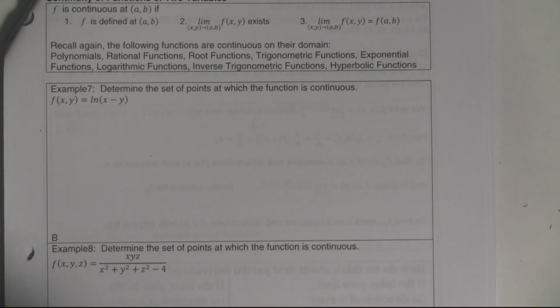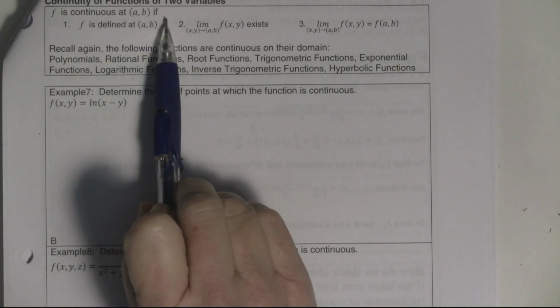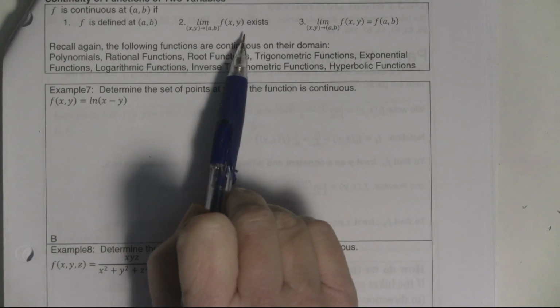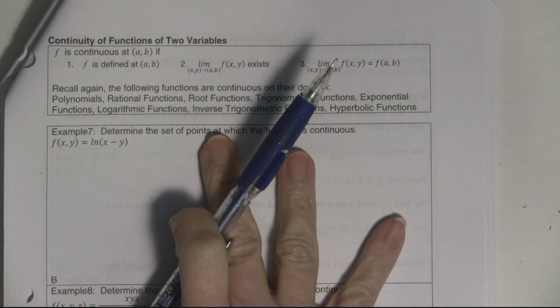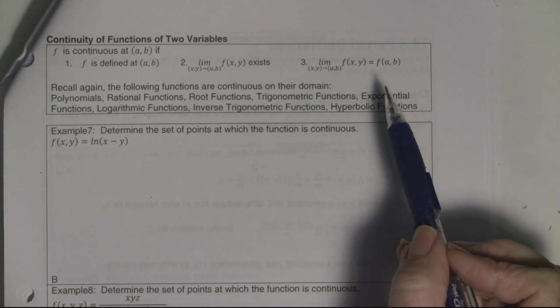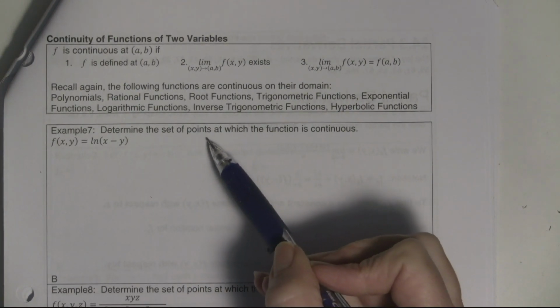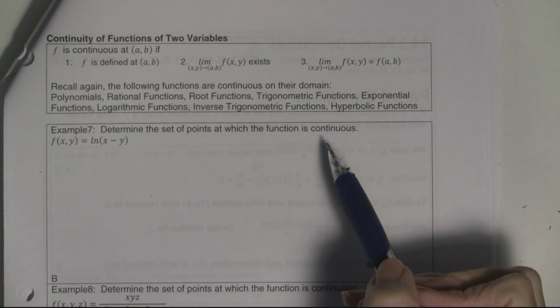Okay. So f is continuous at a point if f is defined at a point, if the limit exists, so that's why it's in the limit section, and if they're equal to one another. Determine the set of points at which the function is continuous.